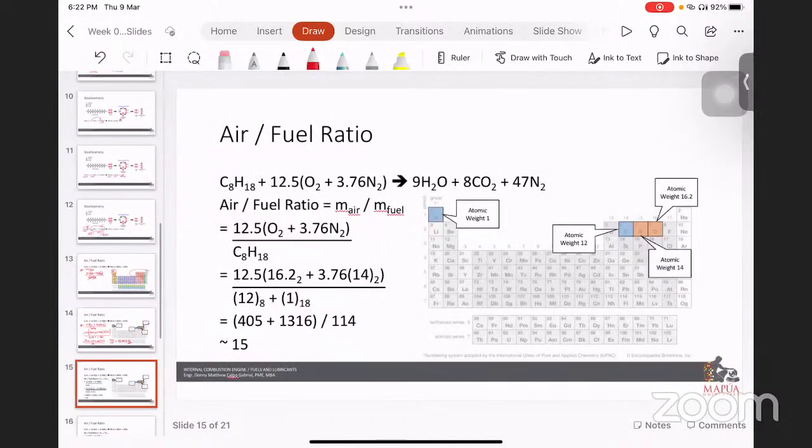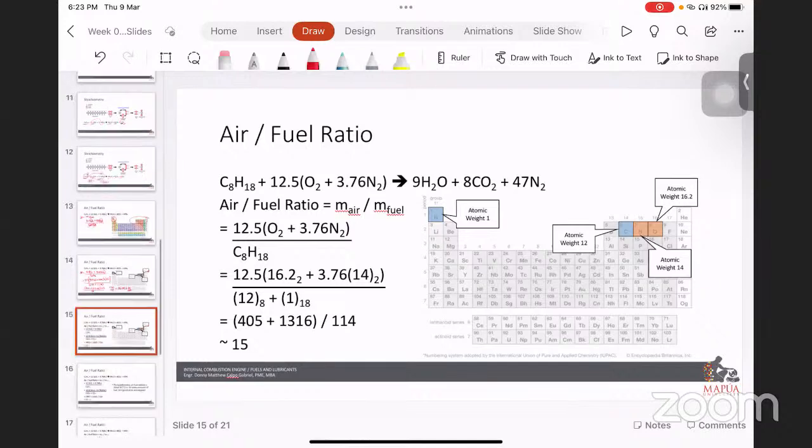Next slide is just to give you better layout of the calculation ng ginawa natin. Question? None so far po, sir. None so far. Okay. Very good.